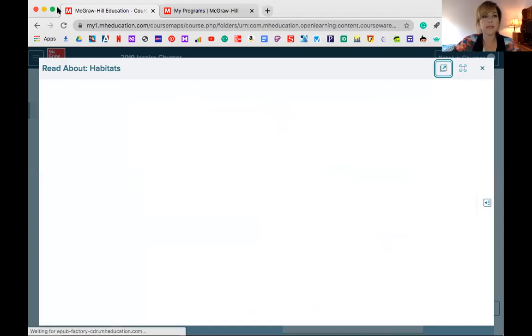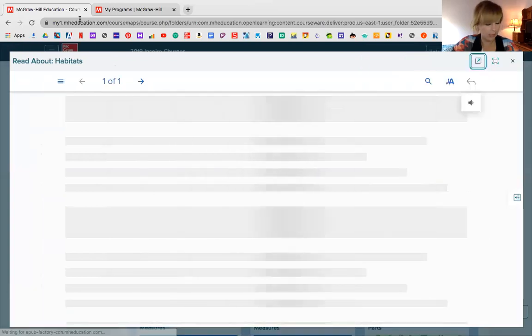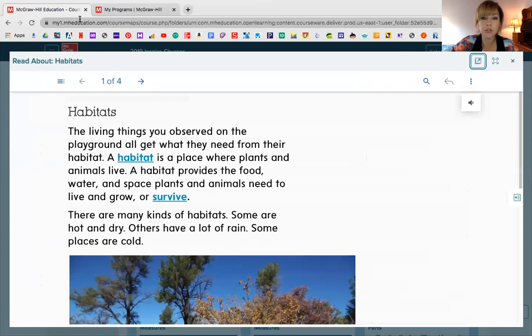Before I start this, some of the vocabulary words I wanted you guys to look at and think about when you're reading. The vocabulary words are habitat, shelter, and survive. All right, habitats. The living things you observed on the playground all get what they need from their habitat. So basically, let's just say that we saw a butterfly on the playground or maybe in your backyard. Even though we're talking about school, you could talk about your backyards too, okay?